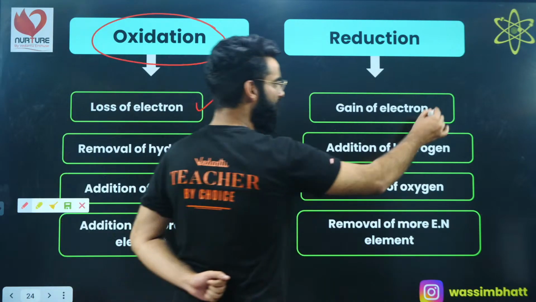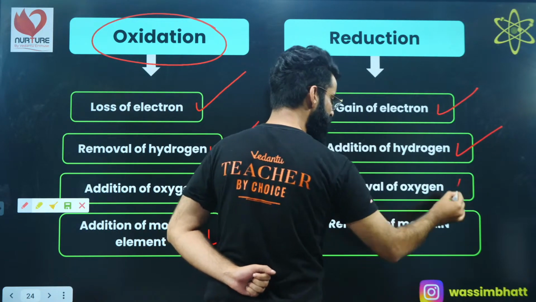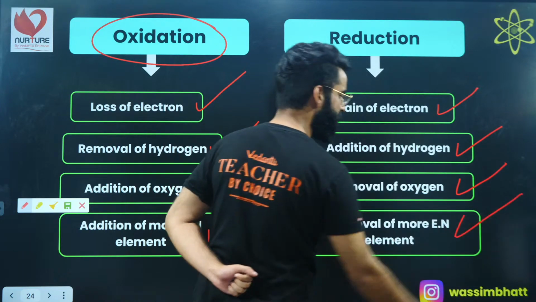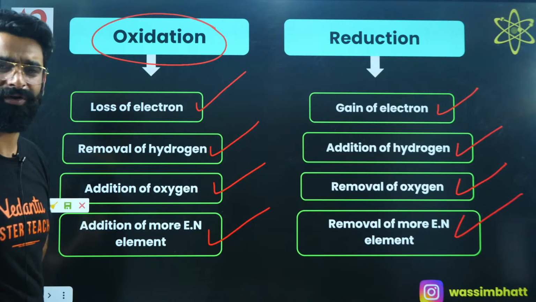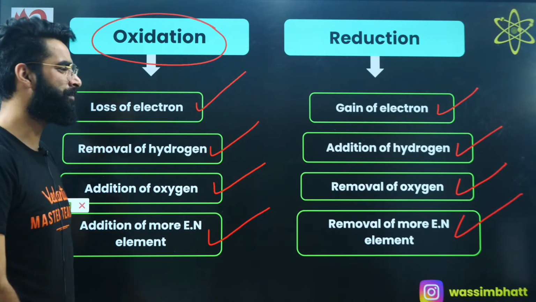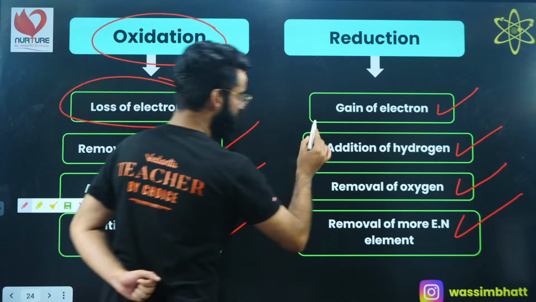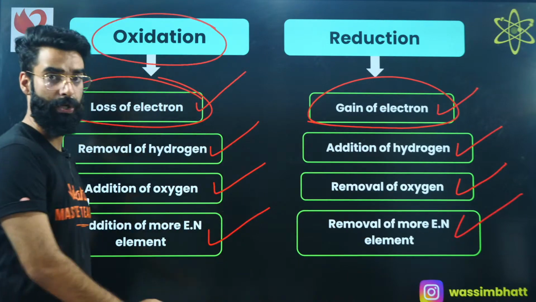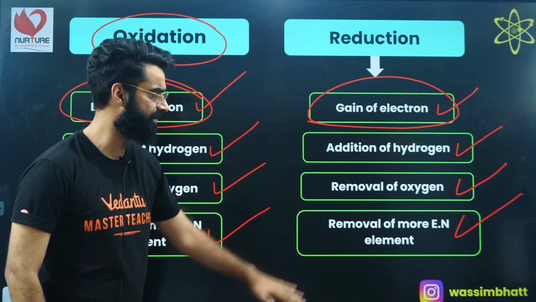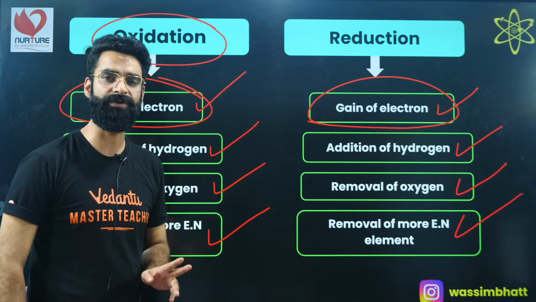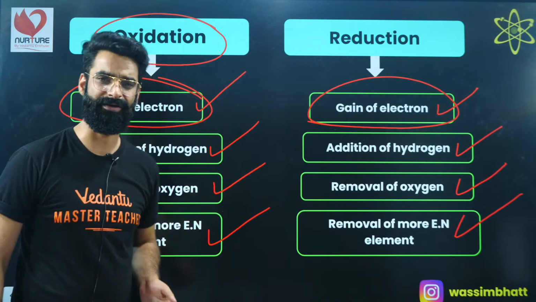Similarly, gain of electrons, reduction, right? Addition of hydrogen, reduction. Removal of oxygen, reduction. Removal of more electronegative element, reduction. All these are basically the definitions of your oxidation and reduction. But you're not supposed to remember all. Just remember one definition. Loss of electrons is what I call oxidation. Gain of electrons is what I call reduction, right? This is the definition which I need in this chapter. All the other definitions, I do not need them. I need only one definition. Loss of electrons means oxidation. Gain of electrons means reduction, yeah?